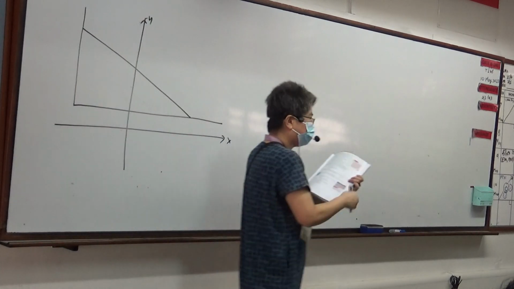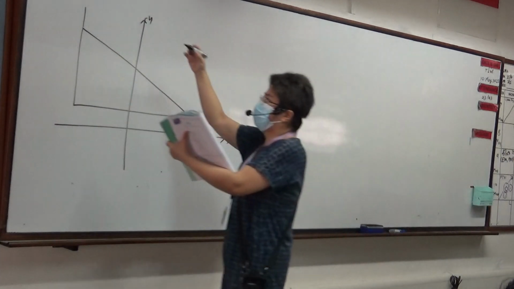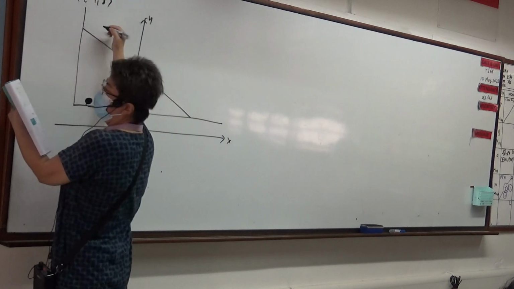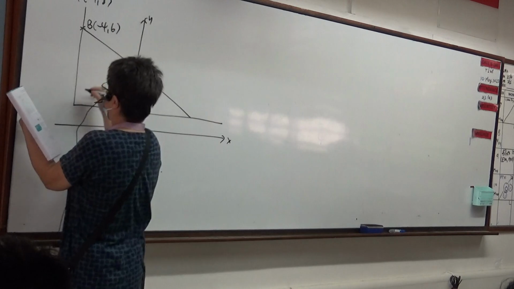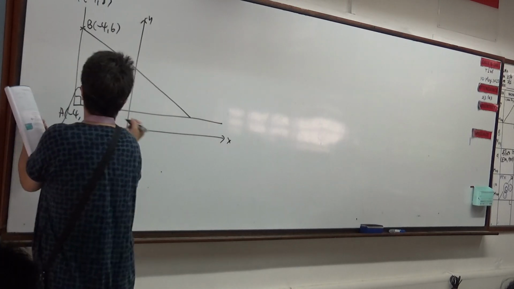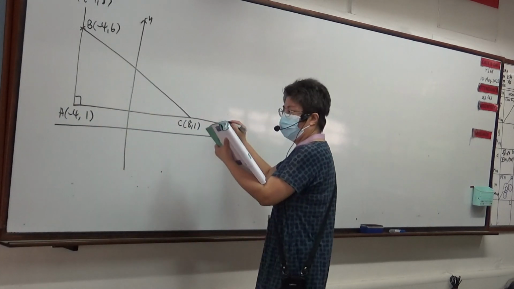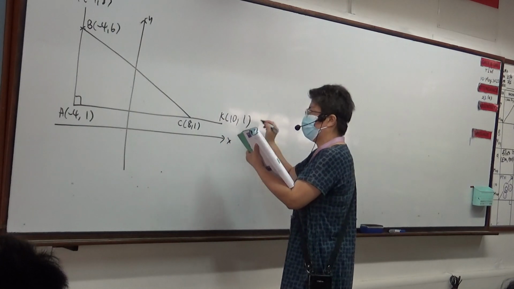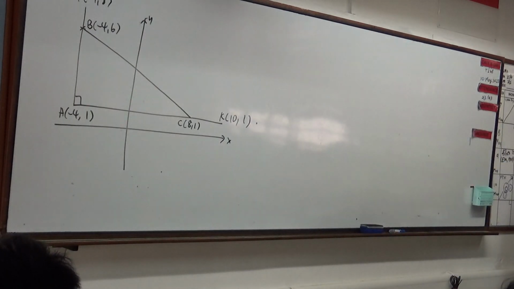It goes like that, right? Alright. Now, I'm going to write down. This H is negative 4,8. This B is negative 4,6. This A is negative 4,1. This C is 8,1. And this K is 10,1. Are we okay here?